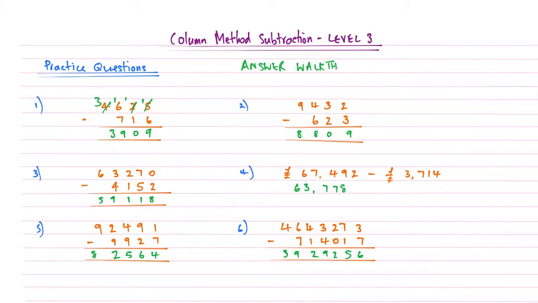So as you can see there, while I'm writing the title, those are your quick answers. So if you want to go ahead and mark your work, if you've done that from the column method subtraction level 3 lesson video. So question number 1, 3,909.